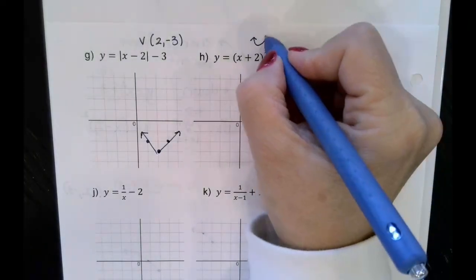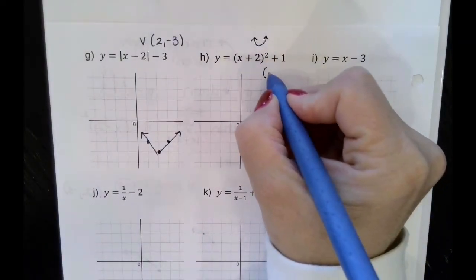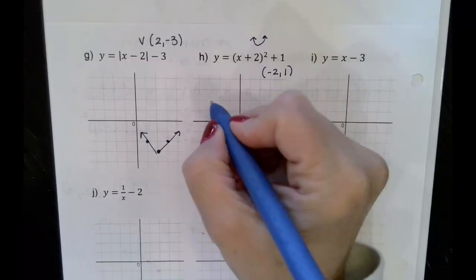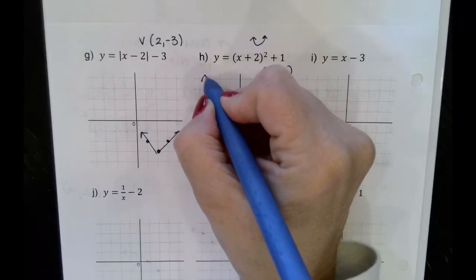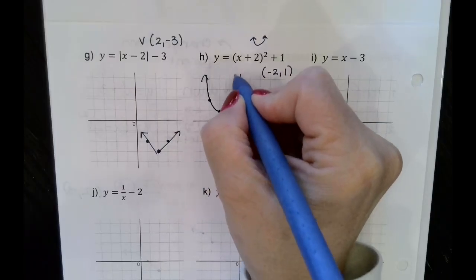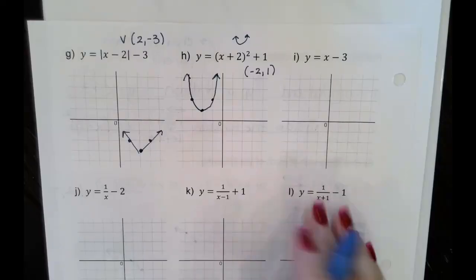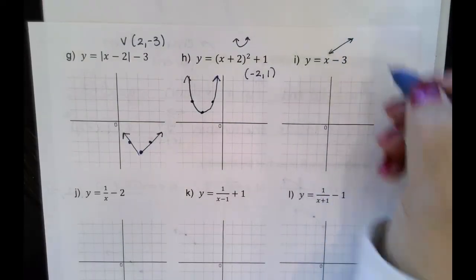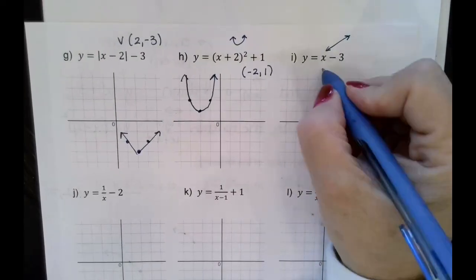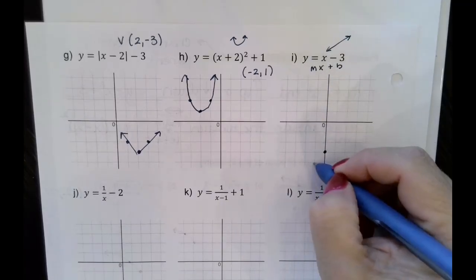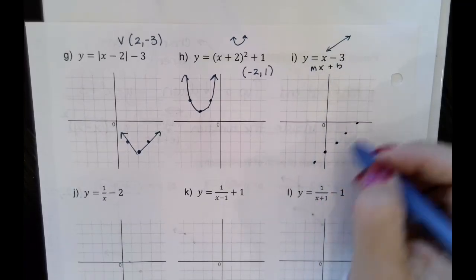This is going to be a quadratic, negative 2, 1. I know I go up 1 on both of these, and it's going to be a definite v. Or sorry, definite u. This is a v. This is a u. And what is this one? This one's linear. So this is mx plus b. So I start at negative 3, and I'm going to have a slope of 1.